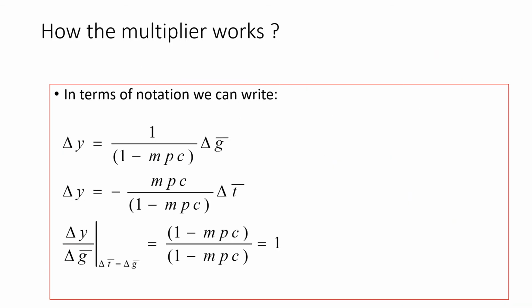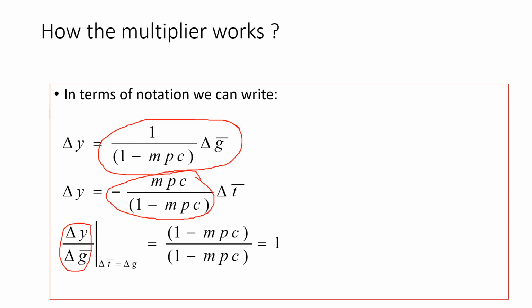We can very simply calculate this, because we know the multipliers already. You know the government expenditure multiplier. We have already derived this value: the government expenditure multiplier was equal to 1 by 1 minus MPC, and we have also derived the tax multiplier, that is MPC by 1 minus MPC. Now we are interested in dY by dG when dT bar is exactly equal to dG bar.